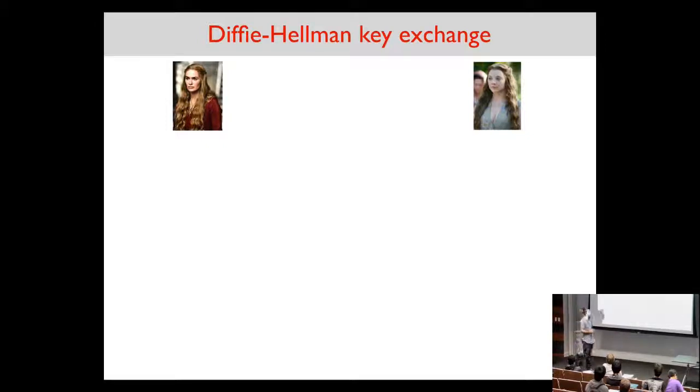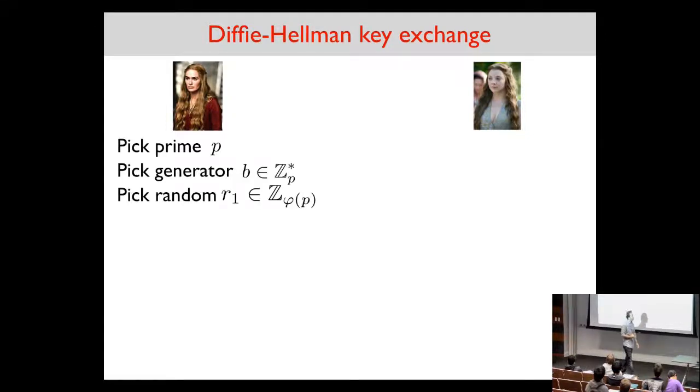Okay. So here's now the protocol in full. What Cersei is going to do is pick some prime p, pick some generator b in Zp star, and pick some random r1 in Z phi of p. Think of this r1 as the exponent, right? That's why it's in Z phi of p. And what we're going to send to the other side is p, the generator b, and b to the r1.